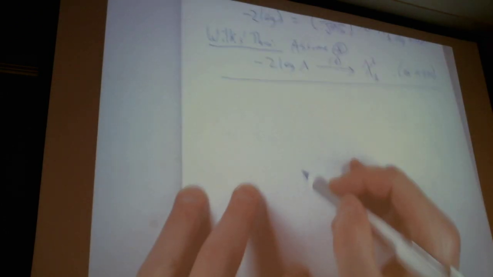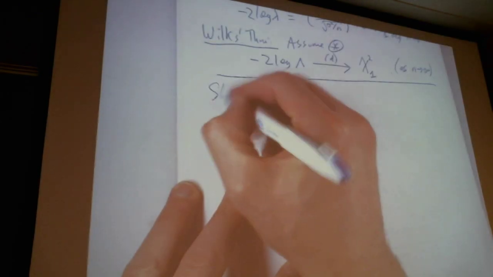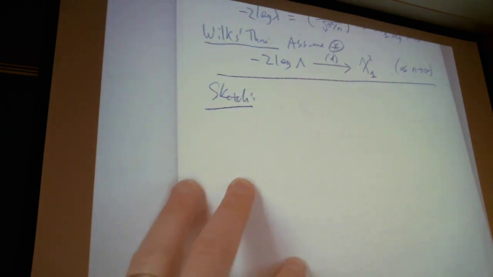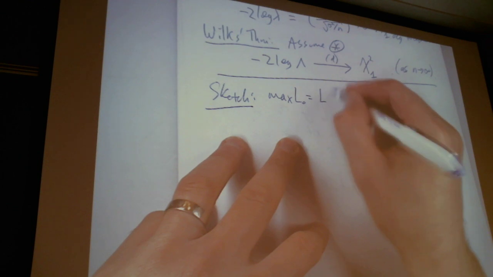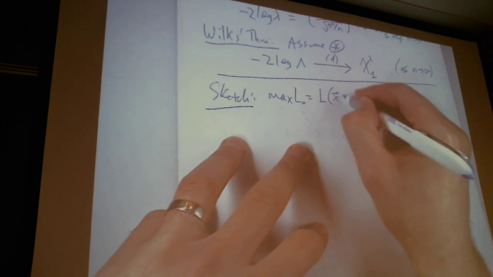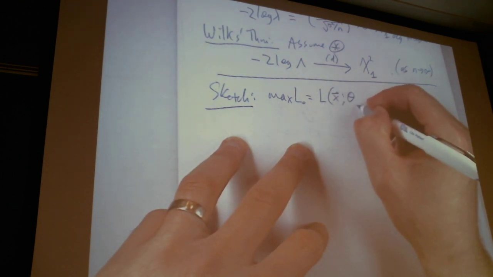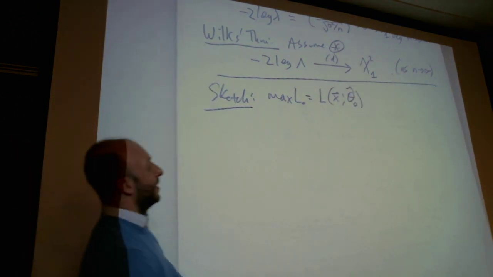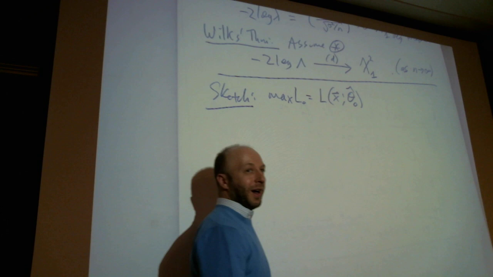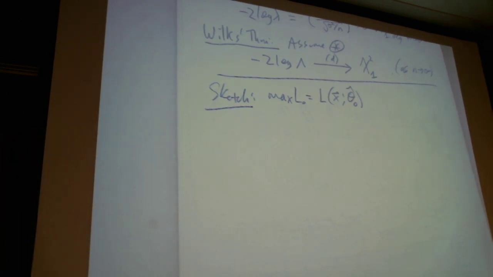All right, the key idea is this. Let's look at max L0. Max L0 is the likelihood of the observation assuming this best thing in the null hypothesis.